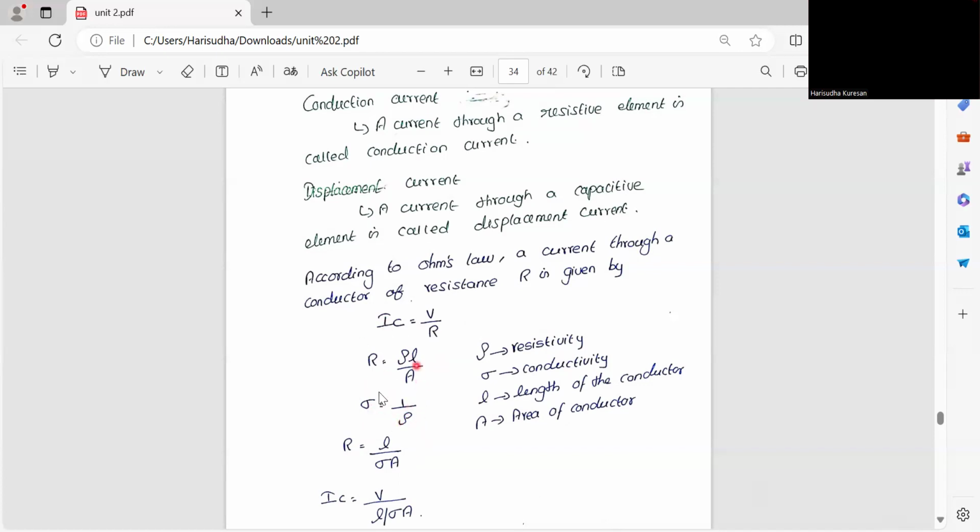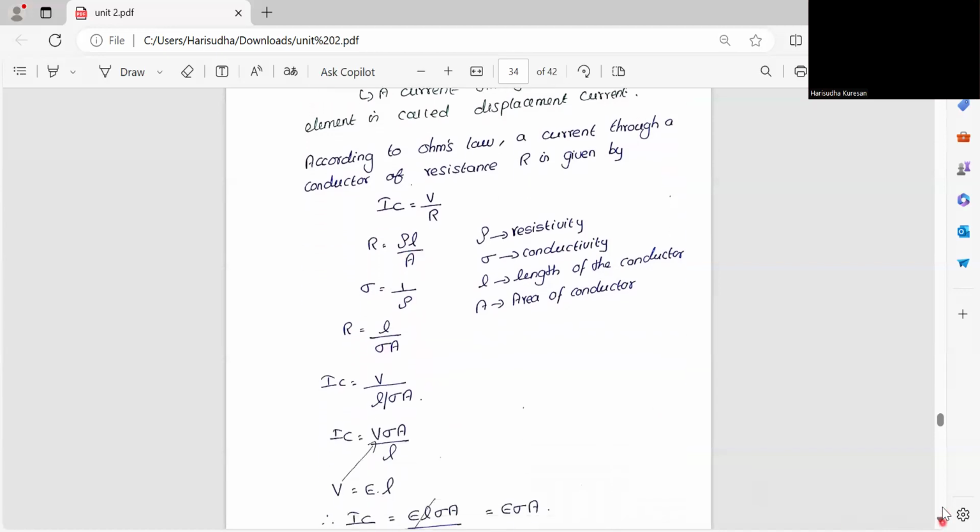Substituting these into R, I'm trying to write the R equation in terms of sigma. We get R is equal to L divided by sigma A. Therefore, substituting this R value in the IC equation, we get IC is equal to V divided by L divided by sigma A. Just rearranging this, we get the conduction current equal to V sigma A divided by L.